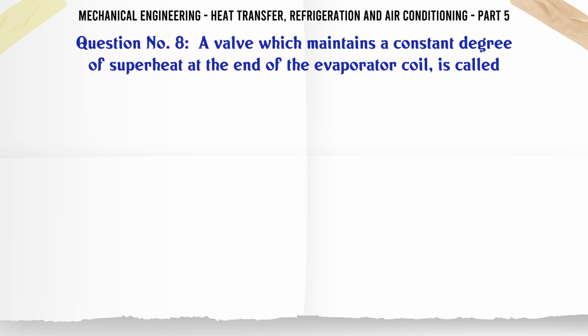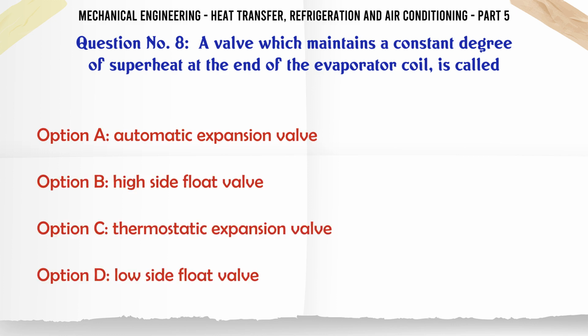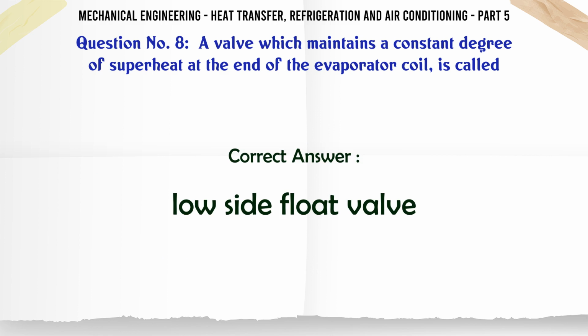A valve which maintains a constant degree of superheat at the end of the evaporator coil is called A. Automatic expansion valve. B. High side float valve. C. Thermostatic expansion valve. D. Low side float valve. The correct answer is low side float valve.